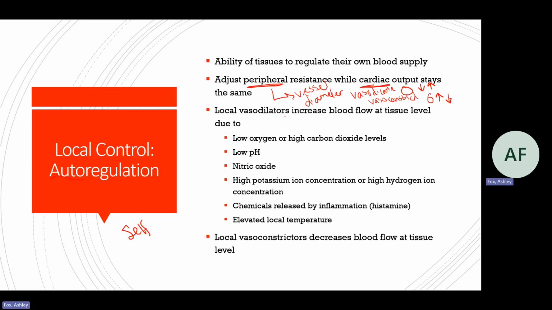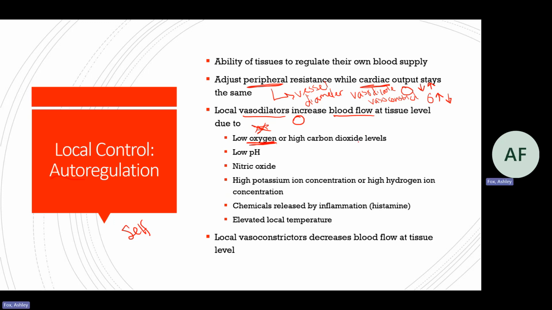So we have local vasodilators, meaning they are going to make the blood vessel diameter larger, and that's going to increase blood flow. Why would you do so? What are some characteristics of why you would want to vasodilate? First off, low oxygen. Oxygen is needed for the tissues to make ATP in their mitochondria. So no oxygen, not a lot of ATP, not a lot of energy. They can't do their normal functions, so that's dangerous.